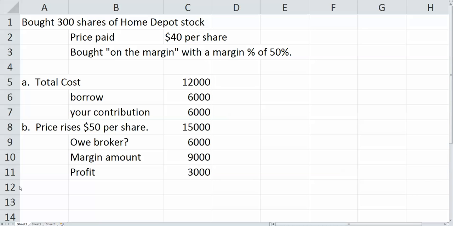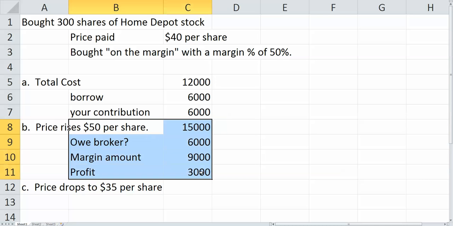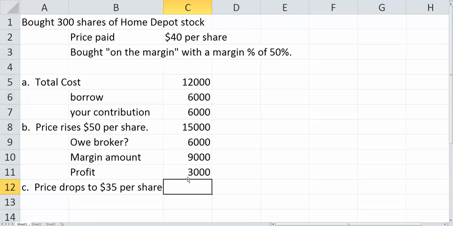Then they ask what would happen, this is part C, what would happen if the stock price dropped. So let's say the price drops to $35 per share. They go through this same series of questions. So what is the total value of your investment? It's going to be the 300 shares that you own times the $35 per share. So it's worth $10,500 now.